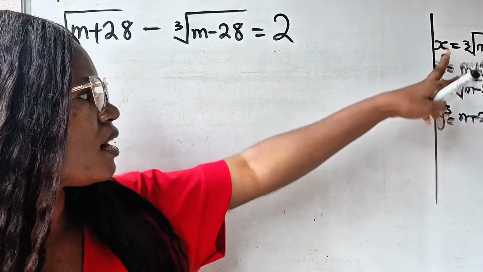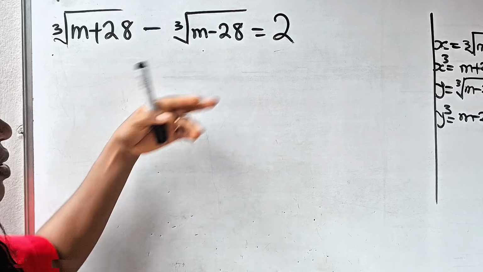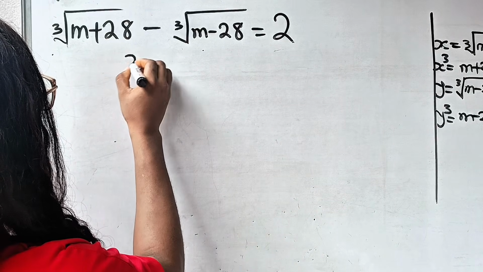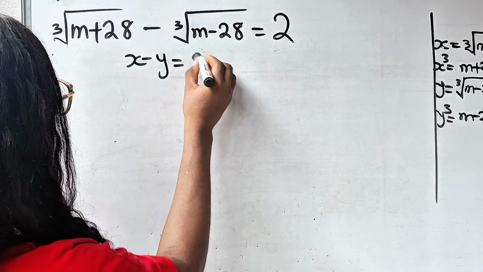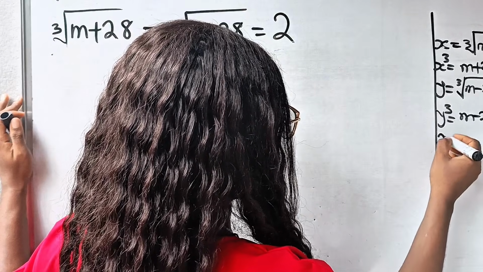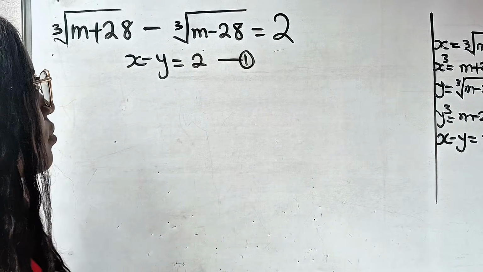So if we say let x be equal to that and y be equal to this, that means I can rewrite this as x minus y is equal to 2. Now this is the first equation. Permit me to write it here. x minus y is equal to 2.